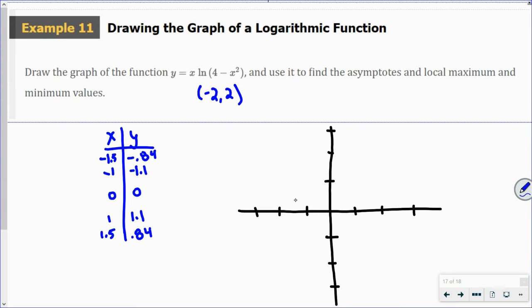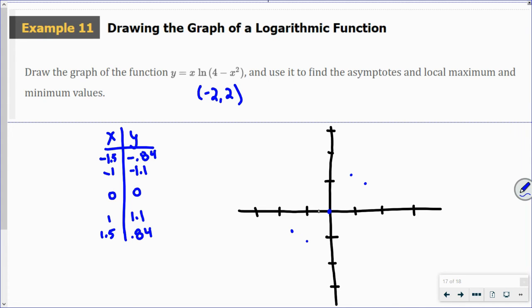Okay, so I'm at -1.5, -0.8, so maybe about in there. -1, -1.1, so there. 0, 0. 1, 1.1, about there. 1.5 and 0.84. Okay. Now, I don't really know how to connect this thing. Like, does this keep going down? Does it turn again? So what we can do is we can look at some more numbers.